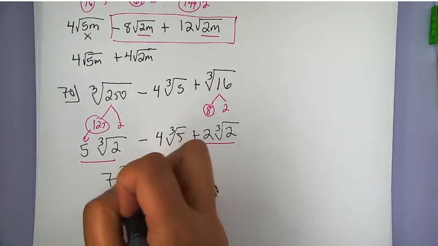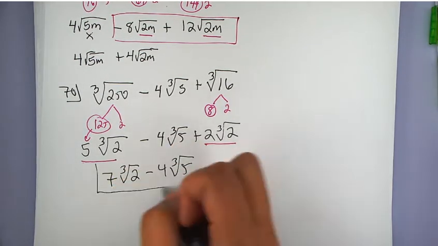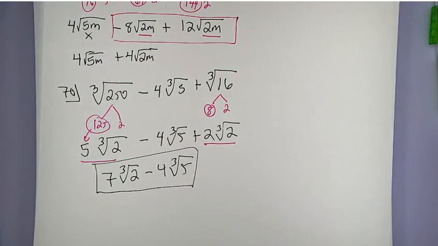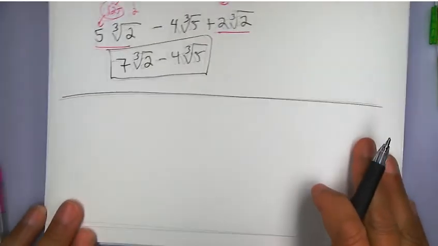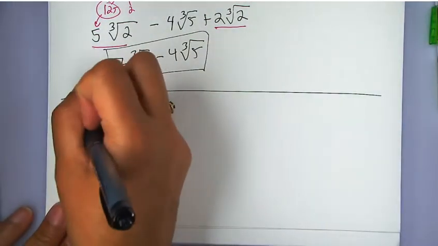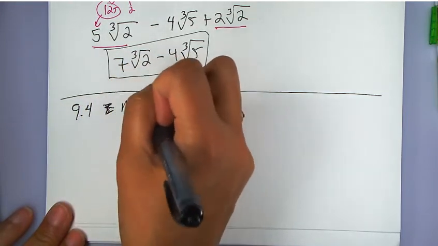9.4. This time we're going to multiply and divide radical expressions. And when we get done, we're going to be on page 774. I want to make sure that you remember, I want you to remember our product rule.